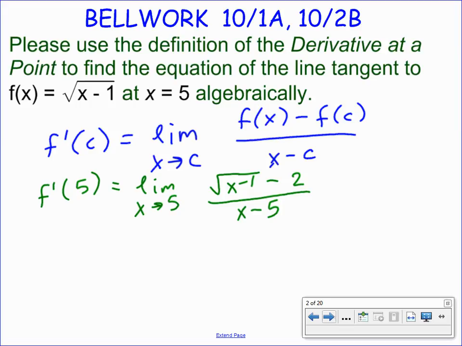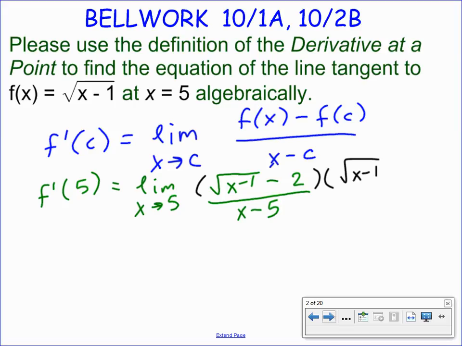Raise your hand if you got this far. So you're able to generate the definition. Great. Now let's evaluate that. If I were to plug in 5, I get a 0 on the bottom. That's undefined. No problem. We'll multiply top and bottom by the conjugate of the numerator. That will allow us to get rid of the radical term, and we'll see if we can simplify from there.